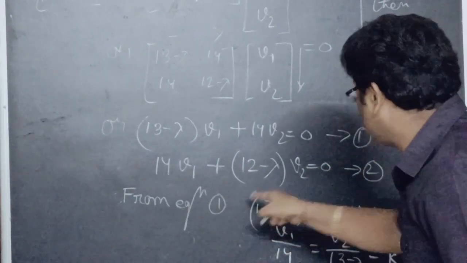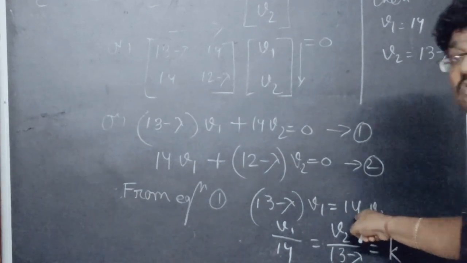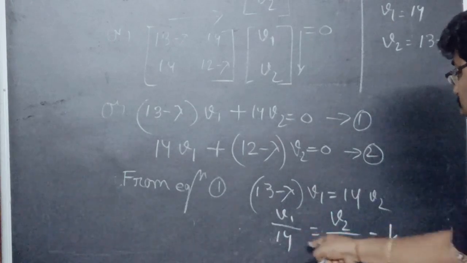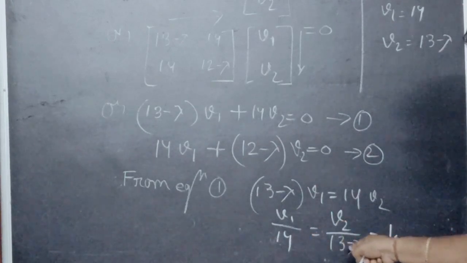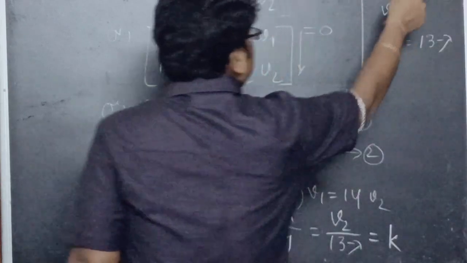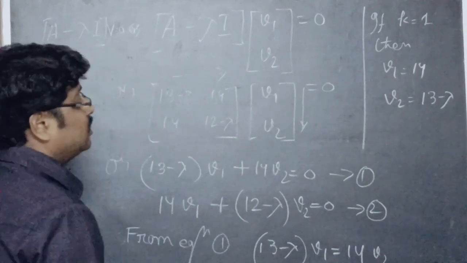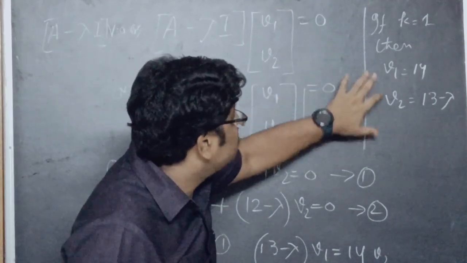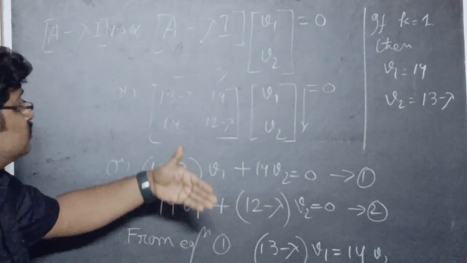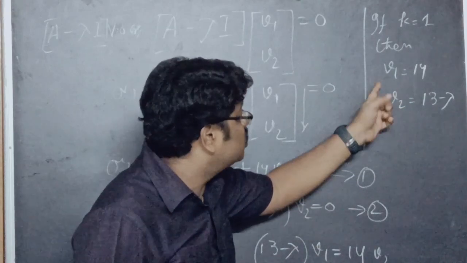From equation 1 we have 13 minus lambda v1 equal to 14 v2, so v1 by 14 equal to v2 by 13 minus lambda equal to K. If K is equal to 1, then v1 is equal to 14 and v2 equal to 13 minus lambda. In this way, we have the values of the two vectors. Now we are going to find the real values of the v1 value.